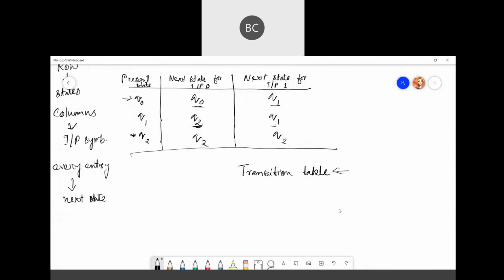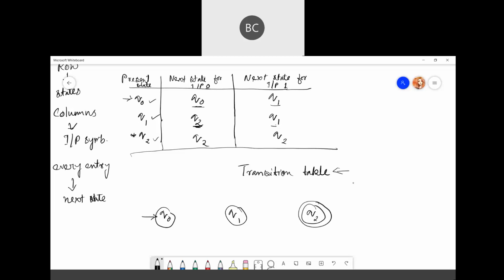For example, this table is given. You don't know about the diagrams and all. Only this table is given and you have to construct the DFA. From here you will know how many states there are, Q. In the table there are 3 states, so you simply draw 3 circles. Q0 is the final state, so you represent it with 2 circles. Q0 is also the initial state, you represent it with this one. Now you have all the states.